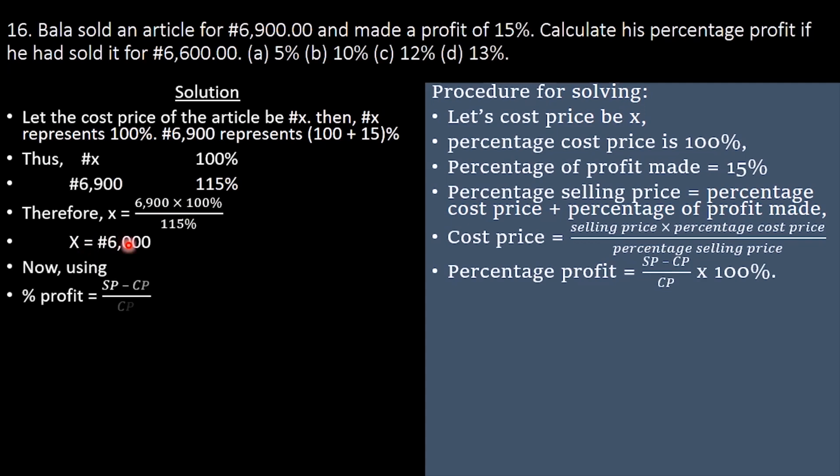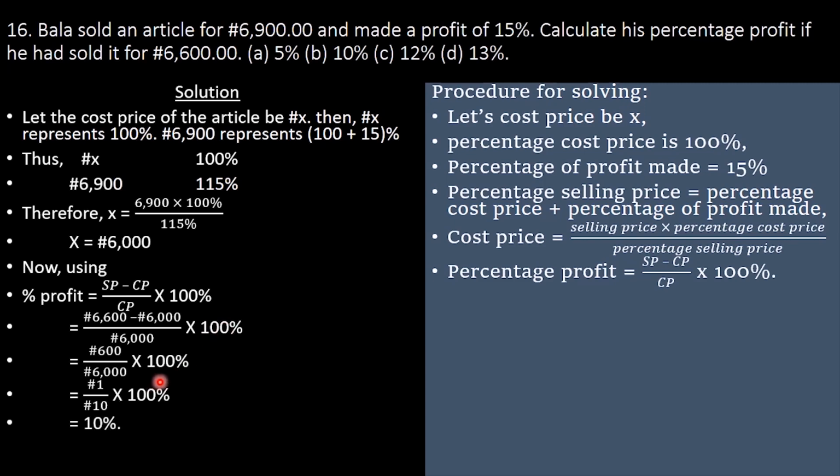Now using the formula of percentage profit, for us to get our percentage profit, percentage profit is equal to selling price minus cost price divided by cost price multiplied by 100%. That is 6,600 naira minus 6,000 naira divided by 6,000 naira multiplied by 100%. Therefore, our percentage profit is equal to 10%.